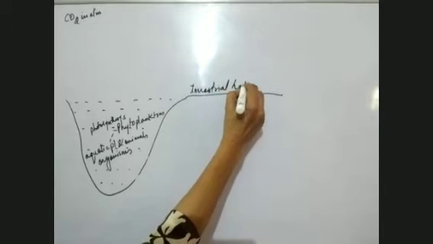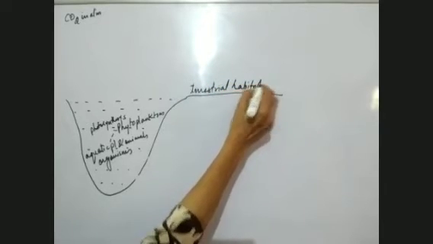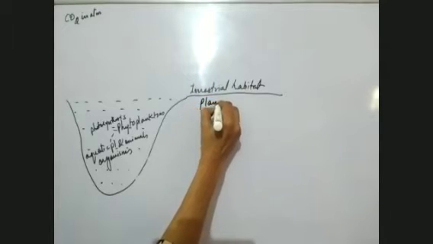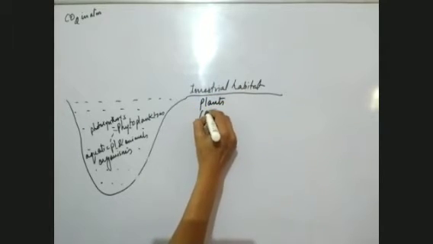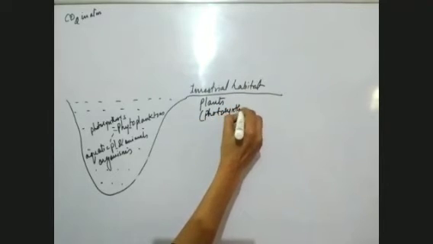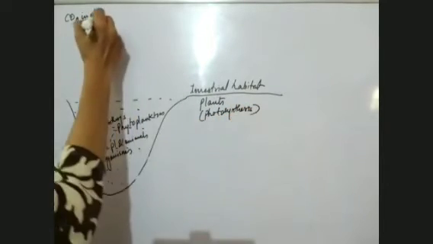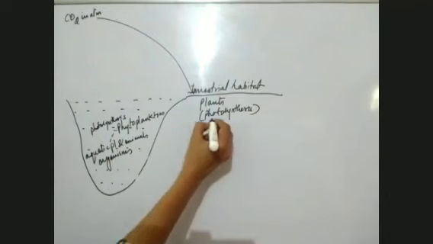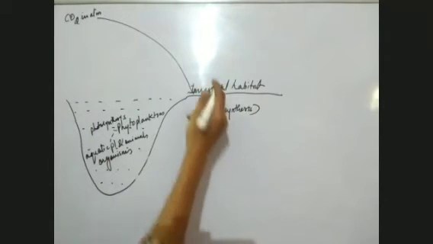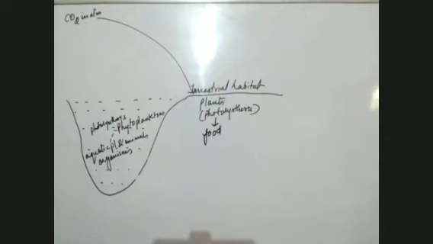So the terrestrial habitat has the plants. These plants also perform the process of photosynthesis by utilizing the CO2 which is present in the atmosphere. And what do they produce by utilizing? They produce food. That means the carbon now is present in the food.